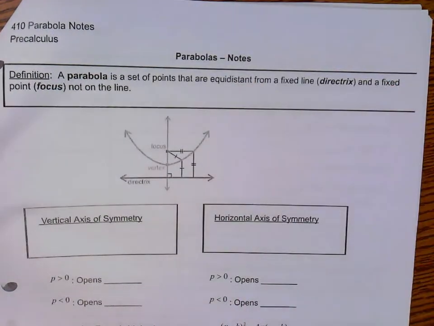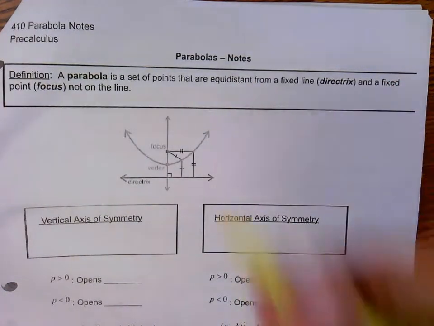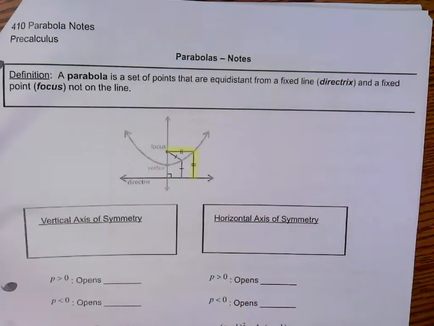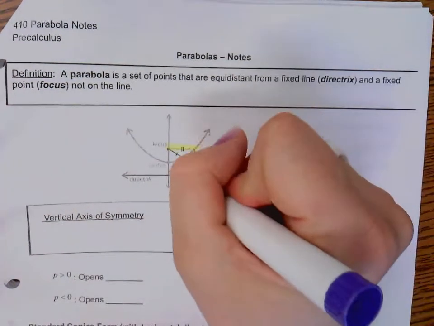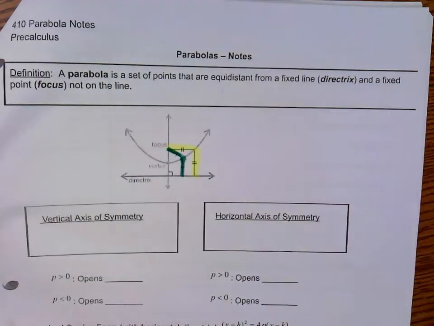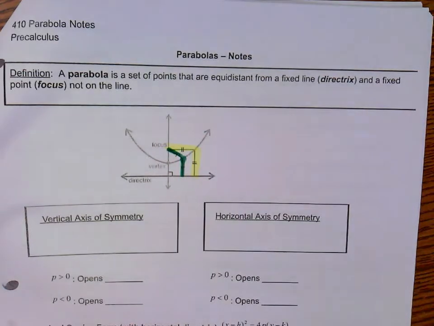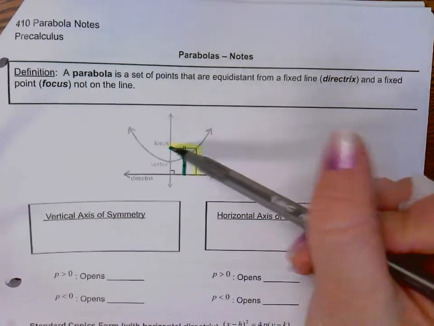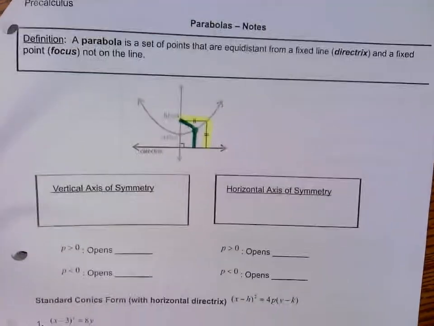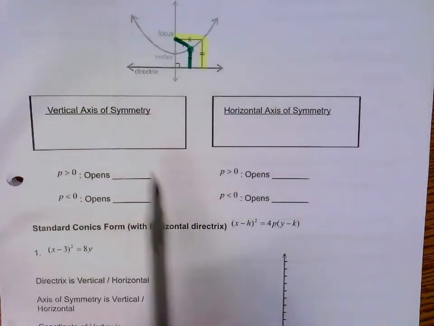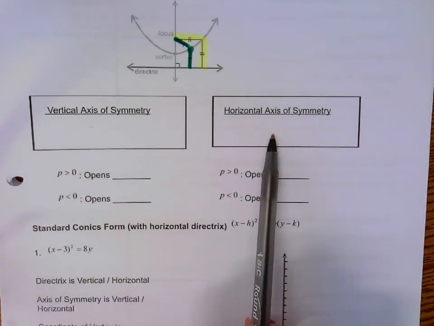But if I measured this distance and this distance, those yellow lines would have to be the same. And if I measured this distance and this distance, those green lines would have to be the same. So every point on this parabola is equidistant from the directrix and that fixed point. And then there's two different ways that we might write our equations for a parabola.